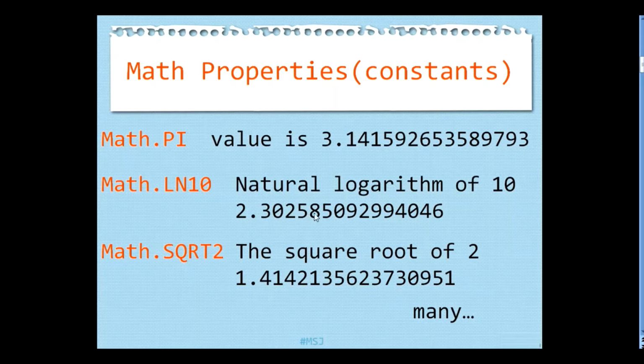Now this value is equal to this one. There is one more property, Math.SQRT2, which is the square root of 2. We know that the square root of 2 value is like this, and many more properties are there. And have you observed all these constants are written with capital letters?